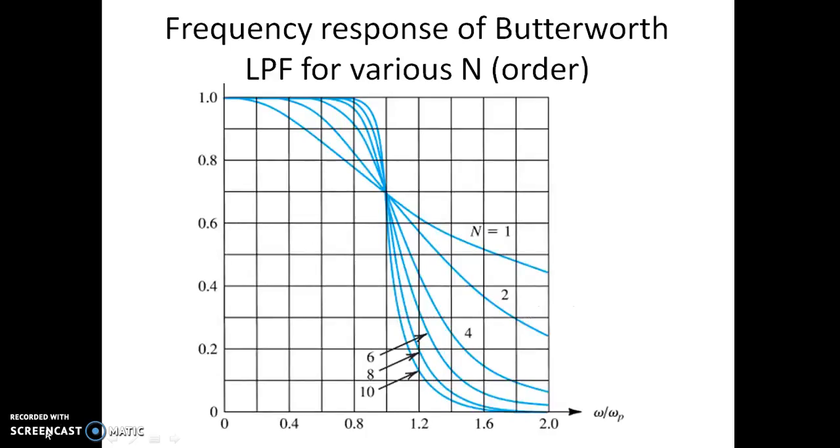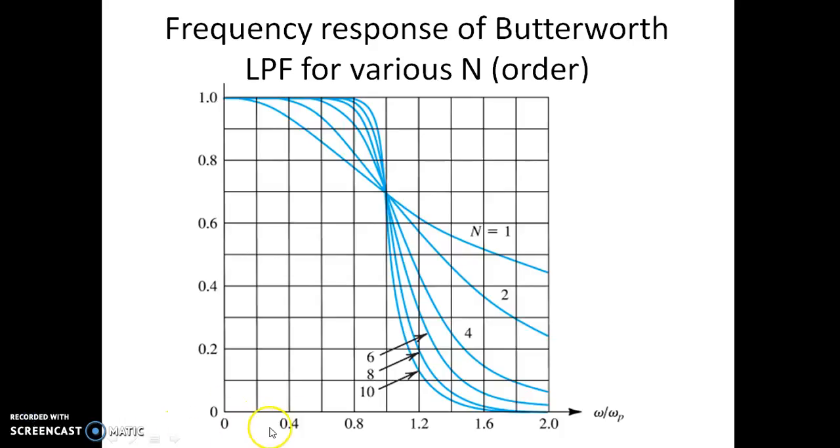So we were looking at the frequency response of the Butterworth low pass filter for various orders of the filter. As we know from the frequency response, if the order of the filter is 1, the flatness is there for a very small duration from the DC frequency. You can see the flatness keeps on increasing as the order of the filter increases. So as the order is 10, it is flat till this frequency, which is 0.8 of omega by omega p.